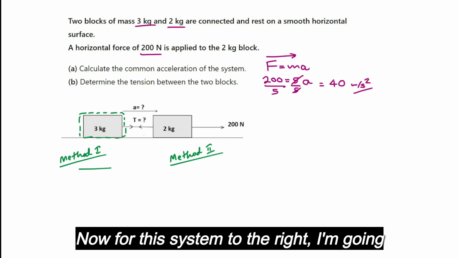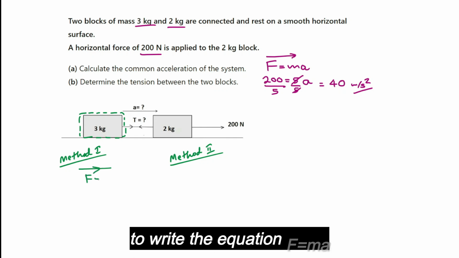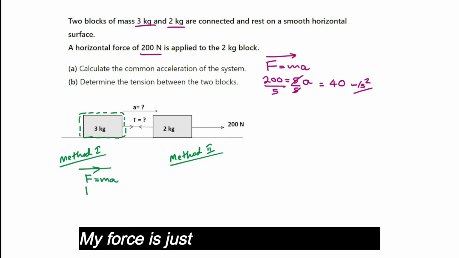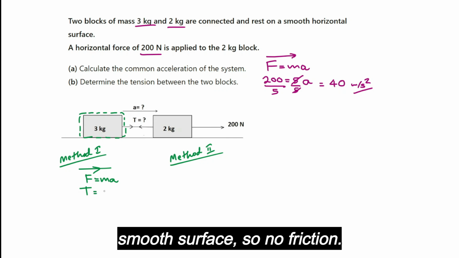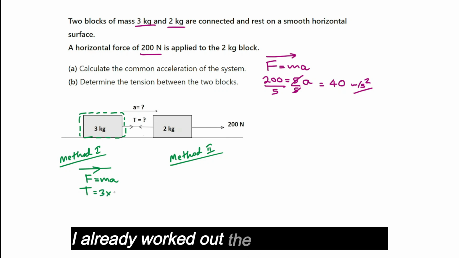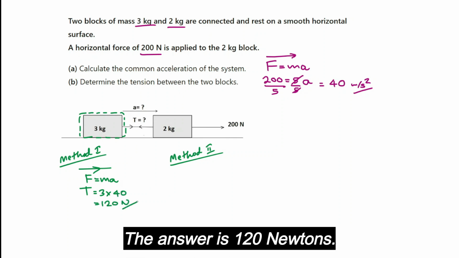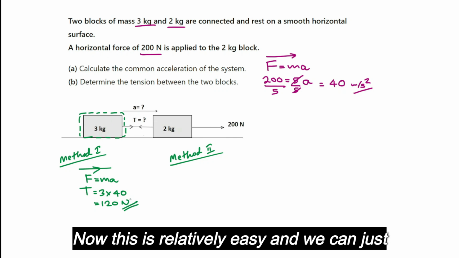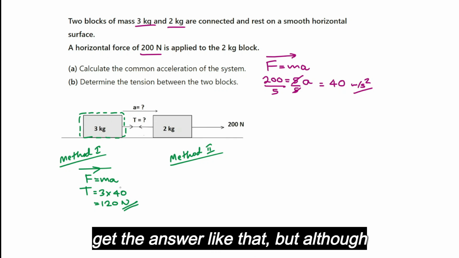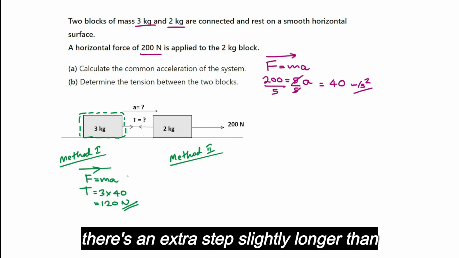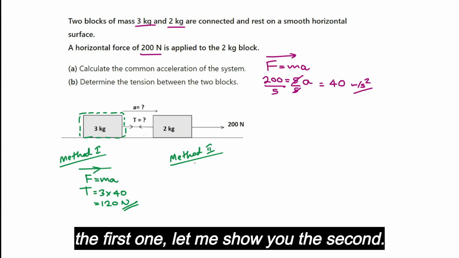For this system to the right, I'm going to write the equation F equals ma. My force is just tension because this is a smooth surface, so no friction. Mass is 3. I already worked out the acceleration to be 40. So 3 times 40, the answer is 120 newtons. This is relatively easy and we can just get the answer like that. But although there's an extra step and it's slightly longer than the first one, let me show you the second method.